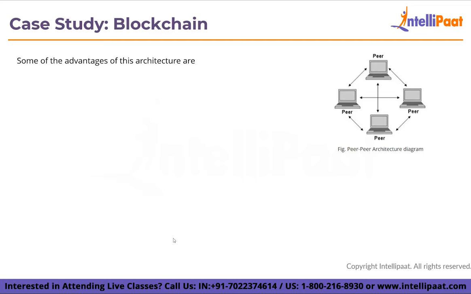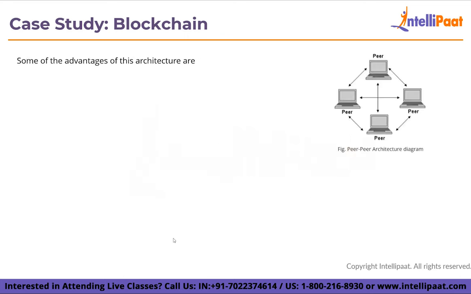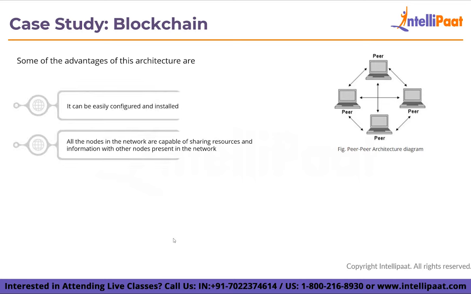So blockchain uses peer-to-peer. Out of the two architectures I've shown here, client-server and peer-to-peer, blockchain uses peer-to-peer. Now let us take a look at some of the advantages of peer-to-peer architecture. The first one is that it can be easily configured and installed. The second one is that all the nodes in the network are capable of sharing resources and information with other nodes present in the network.